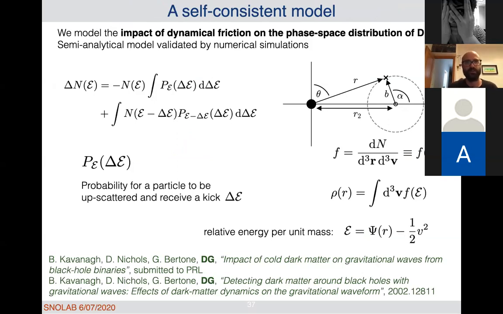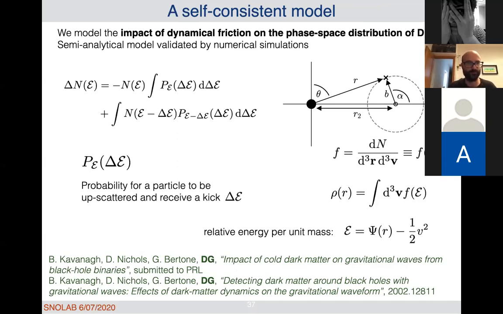So we modeled the impact of dynamical friction on the phase space distribution of dark matter, and we came up with a semi-analytical prescription for this phenomenon, backed up by N-body numerical simulations. And the formalism is conceptually quite simple. So we basically think in terms of a distribution function for our dark matter halo. The integral of this distribution function in phase space is the number. The integral in the velocity space is the number density of particles.